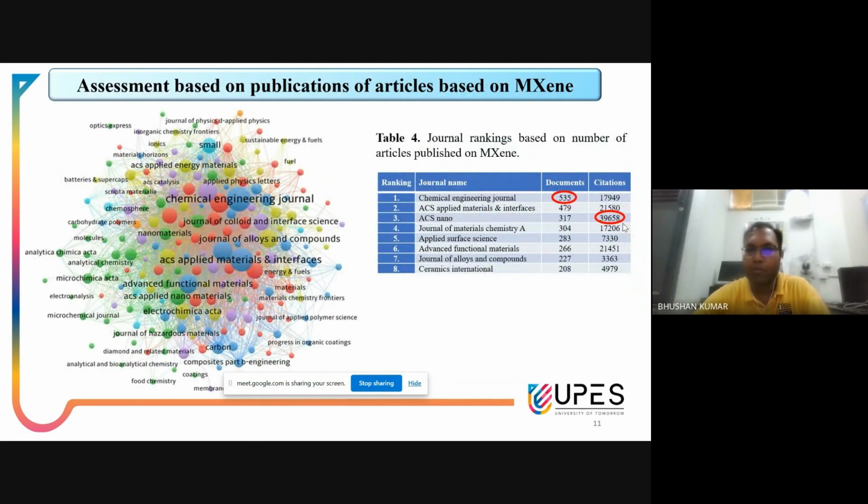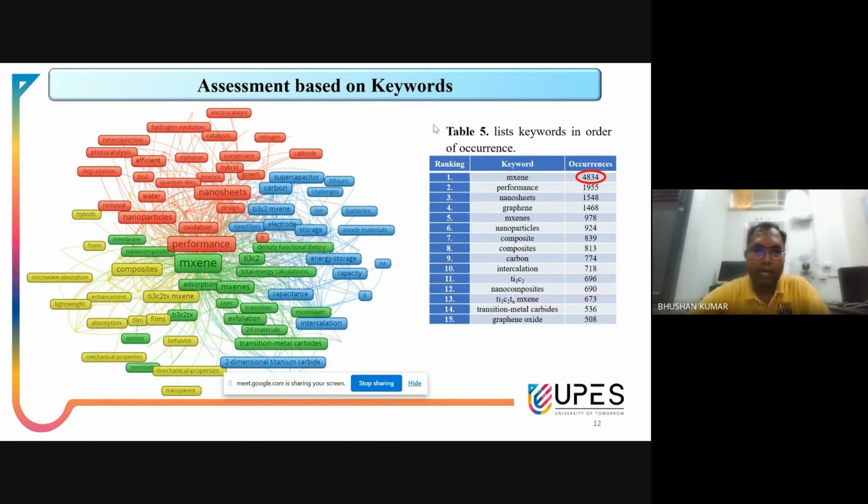Now, this is the assessment based on journals publishing MXene articles. Chemical Engineering Journal published 535 papers on MXenes, and in second position is ACS Applied Materials and Interfaces. Now, this is the assessment based on keywords. The keyword used the most in all the literature, 4834 times, is MXene, then performance 1955 times, nanosheets 1548 times, and graphene 1468 times. So these are the various keywords used in the literature on MXenes.